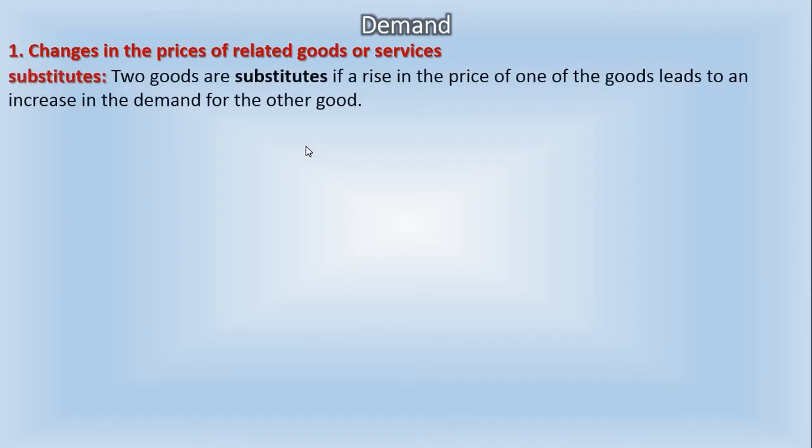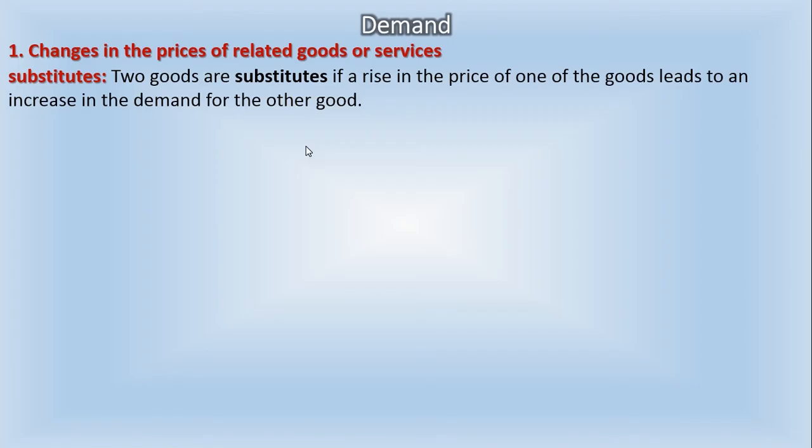The first one is the case of substitutes. So two goods are substitutes if a rise in the price of one good leads to an increase in the demand for the other good. Essentially, think about Coke and Pepsi. You like Coca-Cola, but Pepsi's pretty much close to that, right? So they're substitutes for you. You'll take either one.